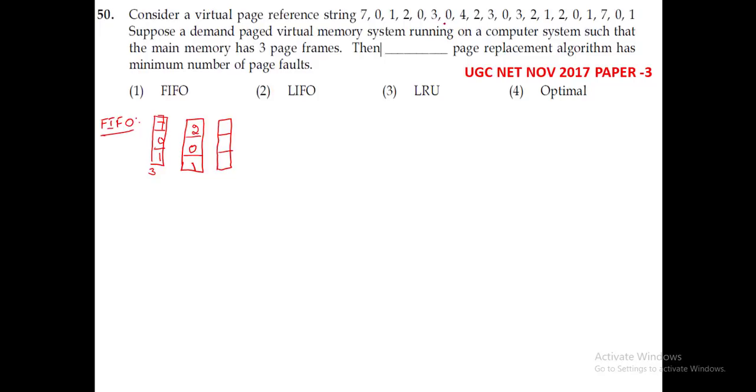The next page referred by the CPU is 3. 3 is not there, so a page fault occurs, right? Among these 3 pages, which page has to be selected as the victim page? For this we choose the page that arrived first in the frames, right? Among 2, 0, 1, the 0 arrived first, so in the place of 0 you write the 3.